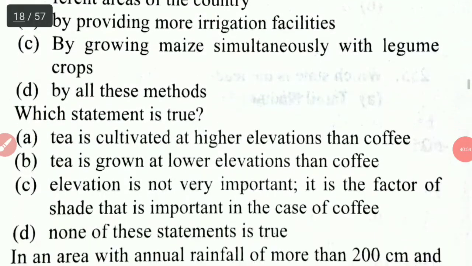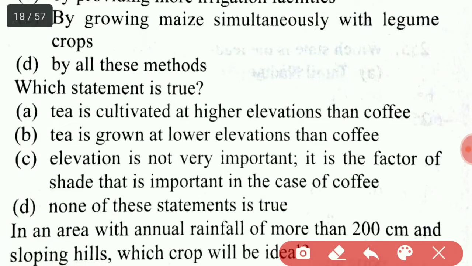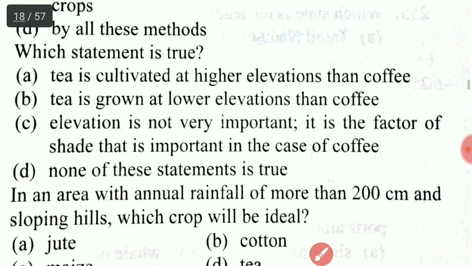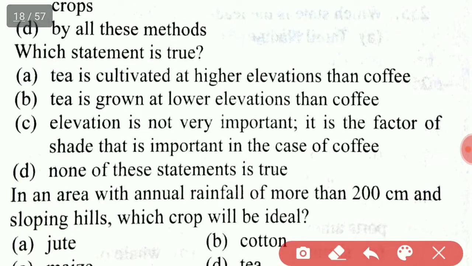Next, which statement is true? The right option is option C. Elevation is not very important. It is the factor of shade that is important in the case of coffee.